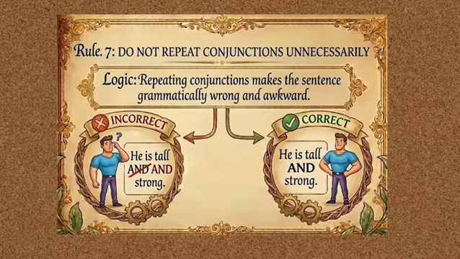So this is incorrect usage of conjunction because I have unnecessarily repeated the use of conjunction. So the correct usage of conjunction in this particular sentence will be, "He is tall and strong," which makes it a completely meaningful and complete sentence.